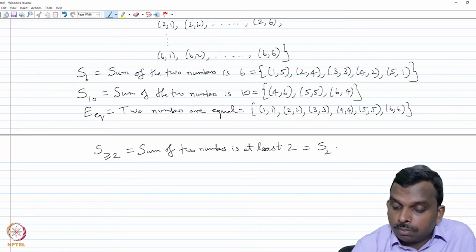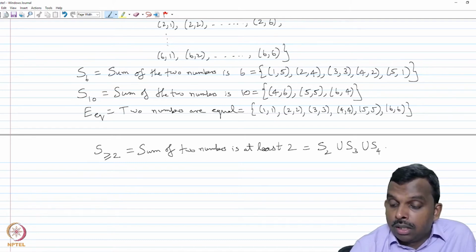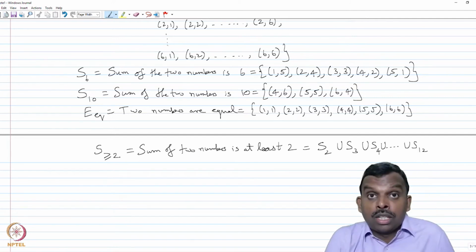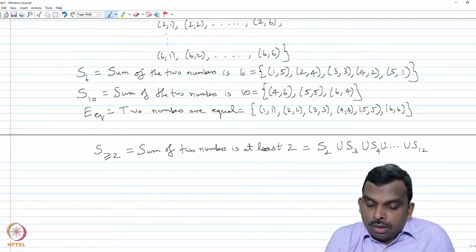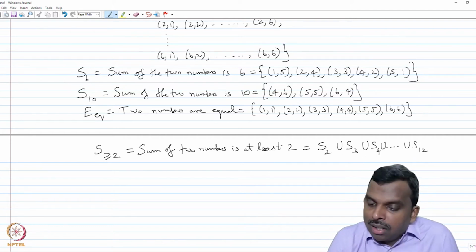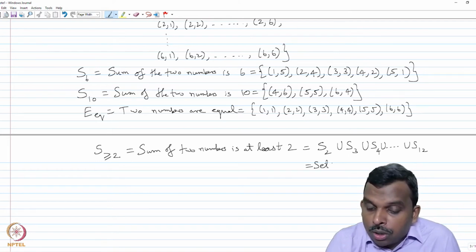S2 union S3 union S4 and so on till, what is the maximum number I can get? S12. So the sum is at least 2, which means I get all these things. In fact, this list is exhaustive. So this will be equal to the set of all outcomes.